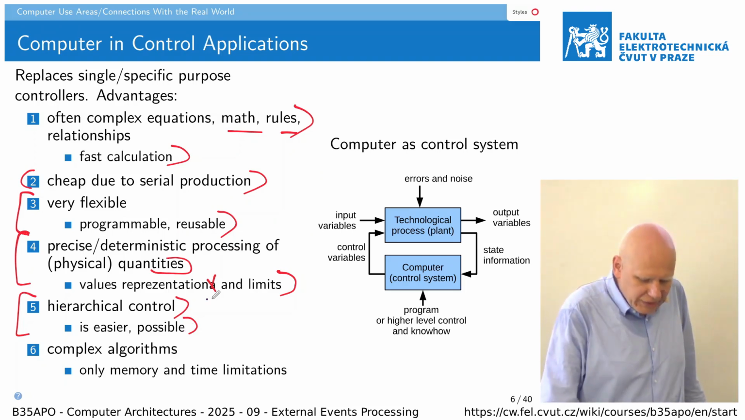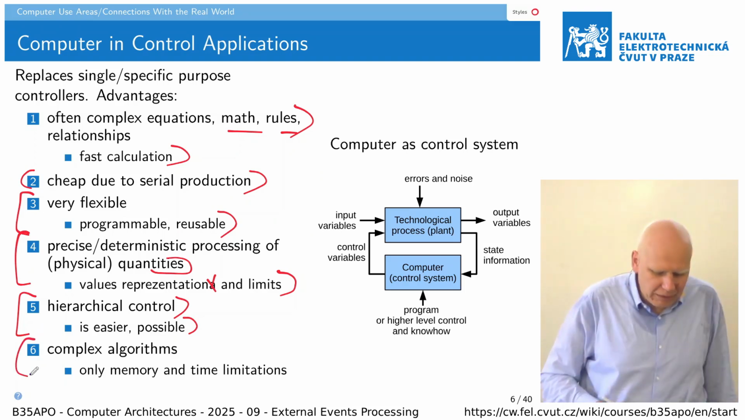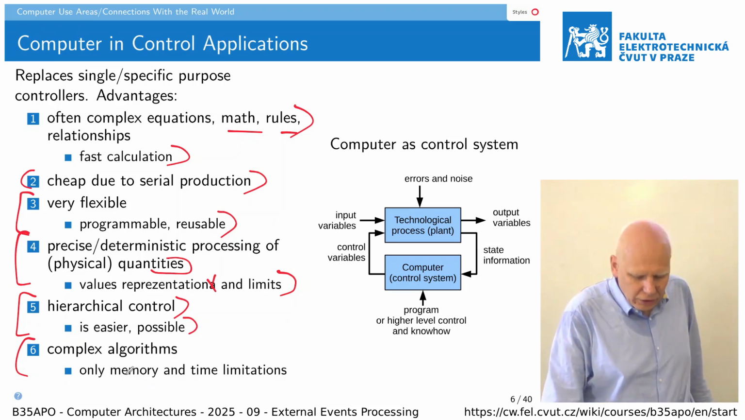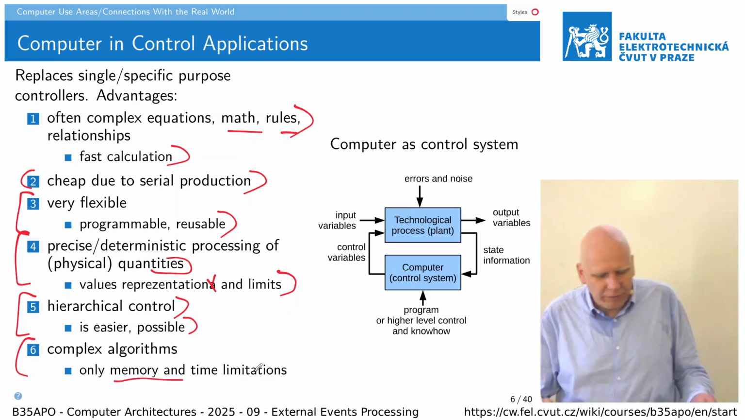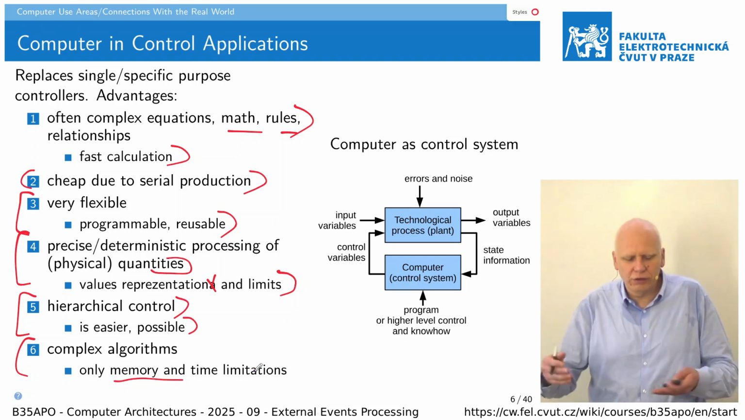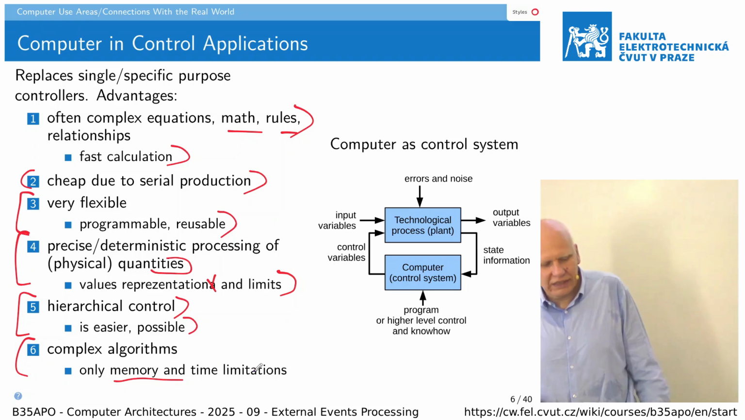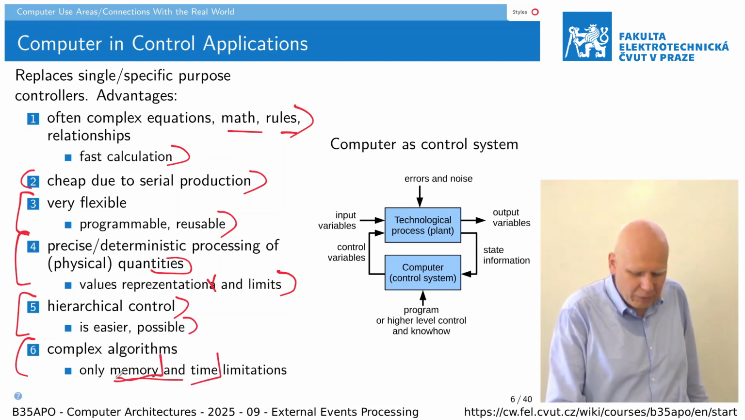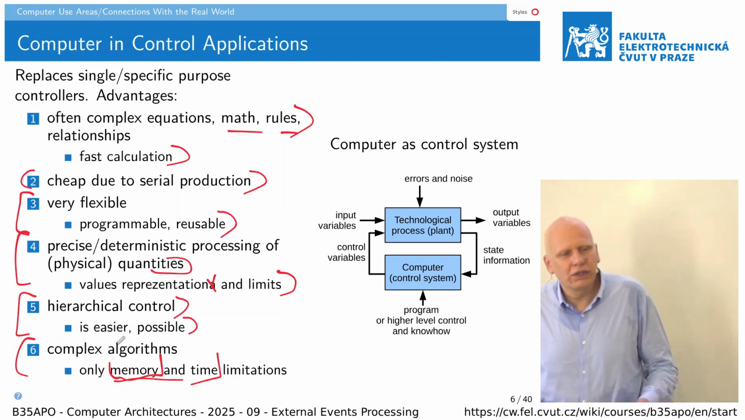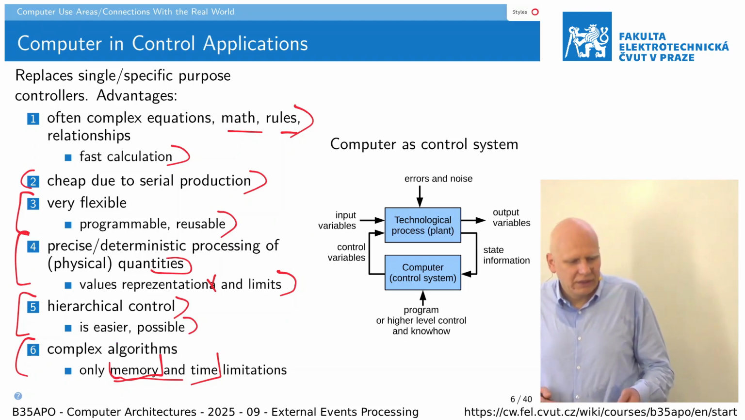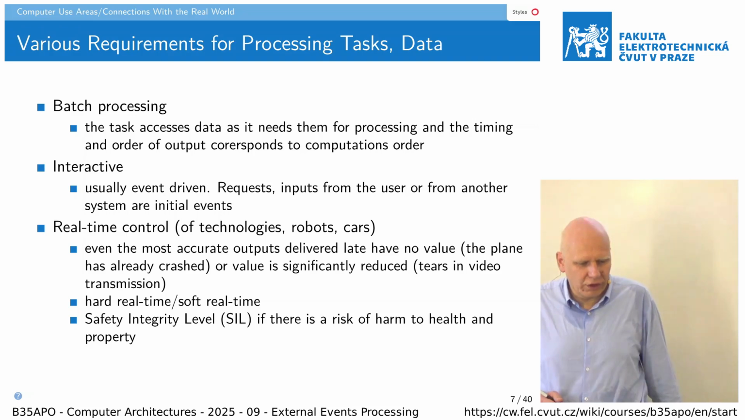So you can build such a hierarchical system, and you can build quite complex control algorithms. You are only limited by the amount of memory and time. And if you add computational cores or accelerators and so on, then you can do something with that time. And okay, memory depends on how big a memory you design for your system. So the computer can be used as quite an interesting controller. Okay.